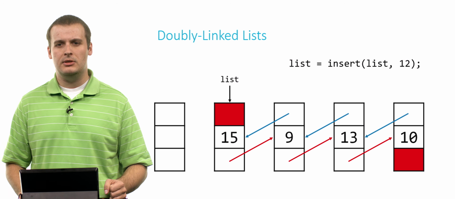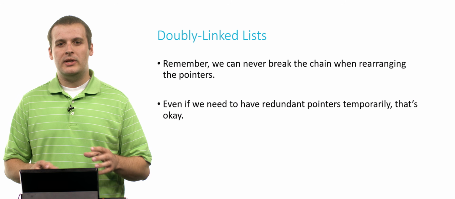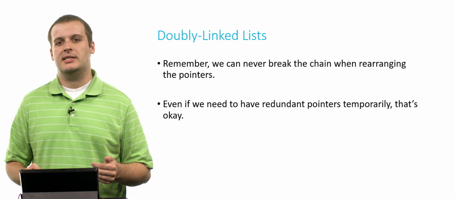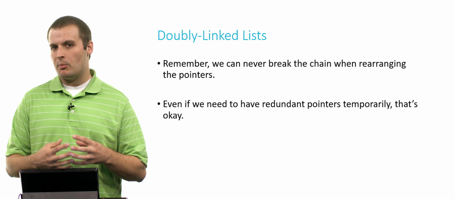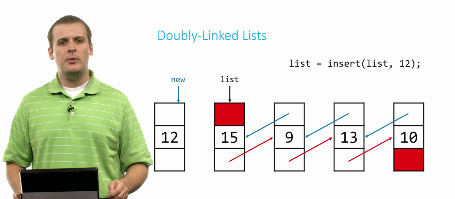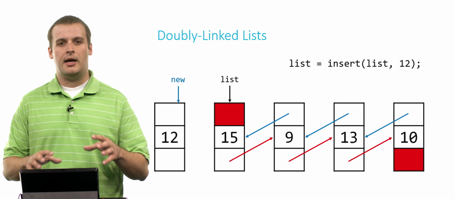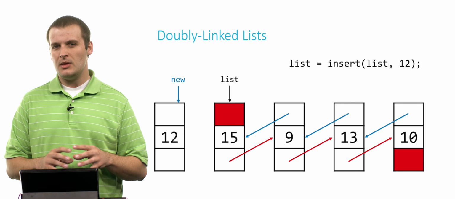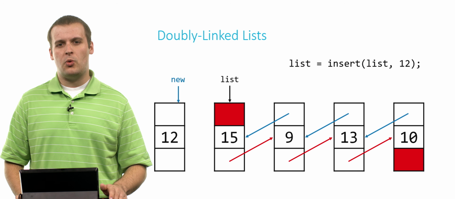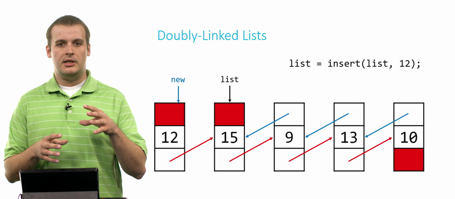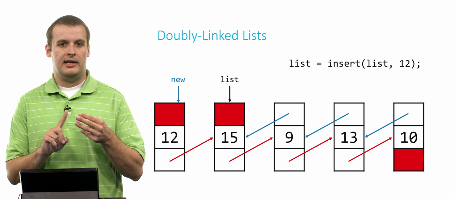We need to malloc space for the node. We put 12 inside of it. And then, again, we need to be really careful not to break the chain. We want to rearrange the pointers in the correct order. And sometimes that might mean, as we'll see, particularly with delete, that we do have some redundant pointers, but that's OK. So what do we want to do first? I would recommend that you fill the pointers of the 12 node before you touch anybody else. So what is 12 going to point to next? 15. What comes before 12? Nothing. Now we've filled the extra information in 12, so it has previous, next, and value.